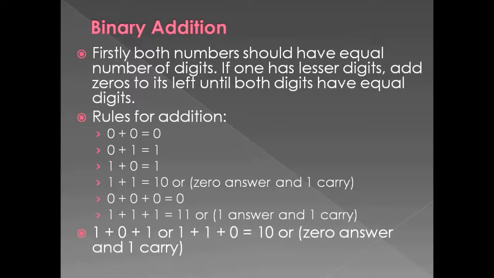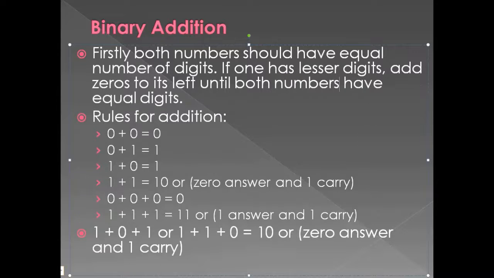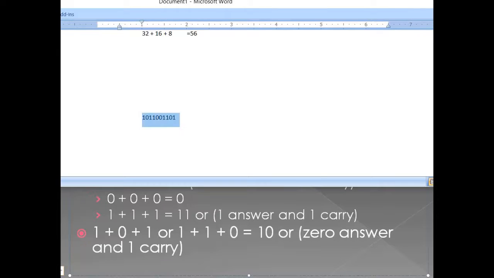Now if you need to perform binary addition, firstly both numbers should have an equal number of digits. If one has fewer digits, add zeros to its left until both numbers have equal digits. For example, you cannot add these because they have an unequal number of digits. This has 4, this has 3, so you'll have to make it into 4. How? By adding a 0 on the left side. Now you can add.